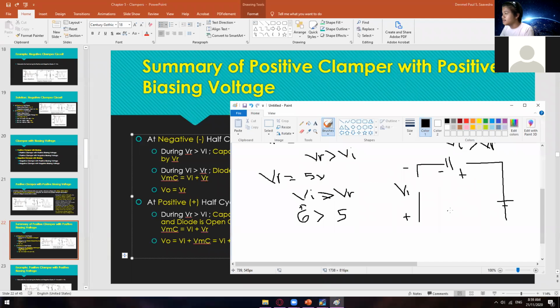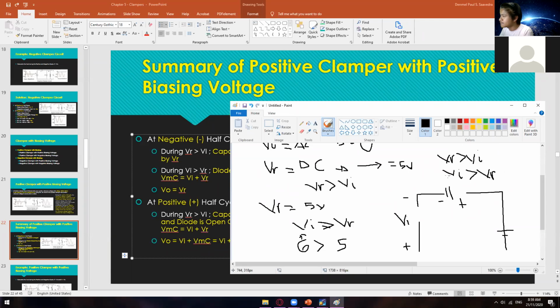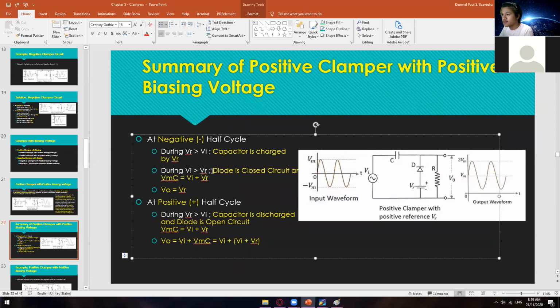As always, this is the main voltage source of our circuit, V sub I. All right, so let's go back here, wherein we have negative and then positive. As you can see, once V sub I is greater than V sub R, it will be negatively charged and then positively discharged. So we have two of the same signs. During V sub I greater than V sub R, if you calculate for VMC, V sub I is added to our V sub R, or VI plus VR. That is the value of our VMC, or the maximum voltage of the capacitor.